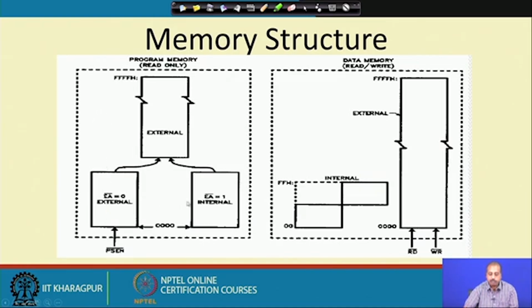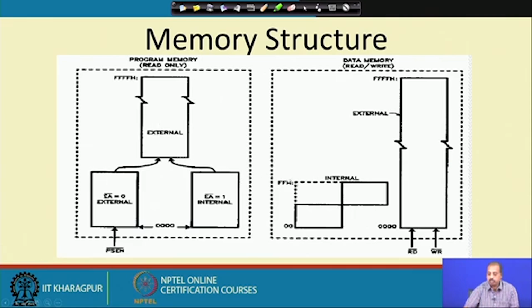Whereas, if you make this EA bar line equal to 1, then for initial access it will be using the internal memory, but after that it will be using the external memory. Once it finishes the maximum internal address, for example, in 8051 we have 4 kilobyte of internal ROM, then from the next address onwards it will be accessing the external memory.